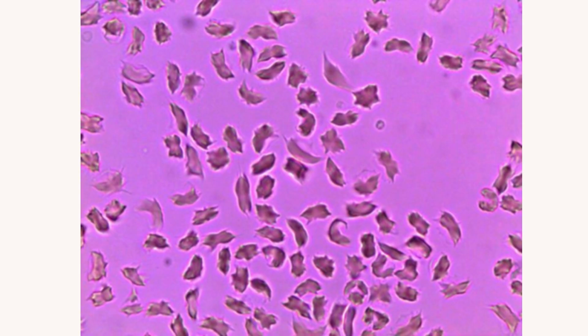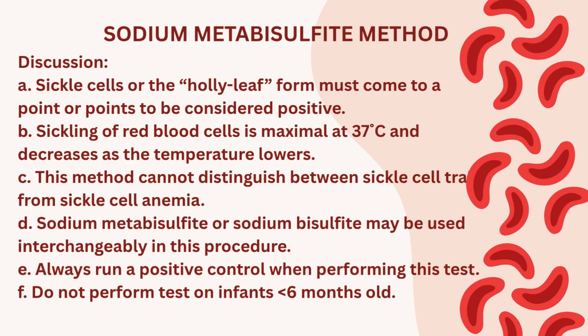For the interpretation, it is positive if sickle cells or the holly leaf form of the cell is found. It is reported as negative if you find normal looking or slightly crenated red blood cells. As you can see in this picture, it is positive since there are sickle cells present in the smear. Sickle cells or the holly leaf form must come to a point or points to be considered positive.